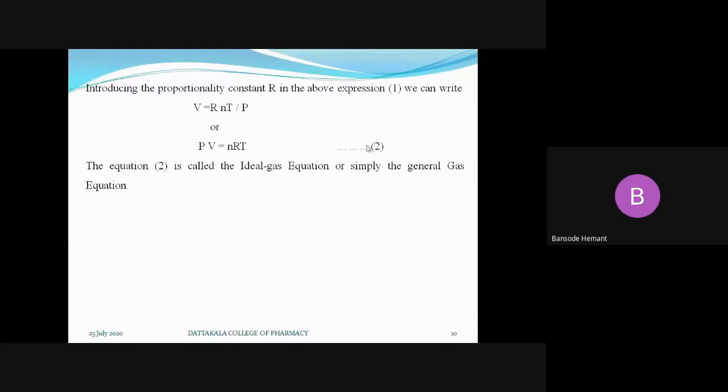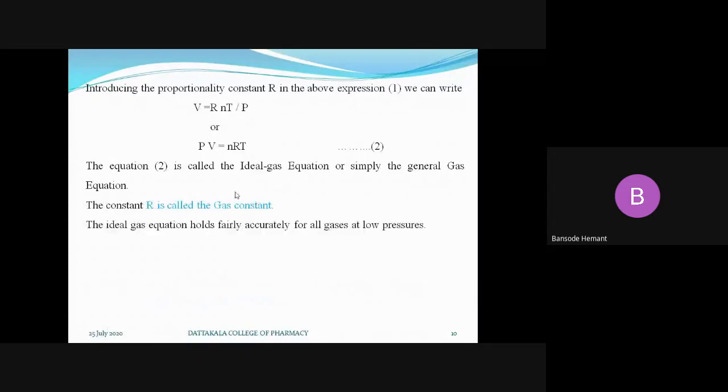You might have studied it in the 11th, 12th or 10th. PV is equal to nRT is the equation for the ideal gas, or the general gas equation. R is called the gas constant. The ideal gas equation holds fairly accurately for all gases at low pressure. The pressure must be low, and if the number of moles present in the system, that is the value of n, is 1, the equation becomes PV is equal to RT.